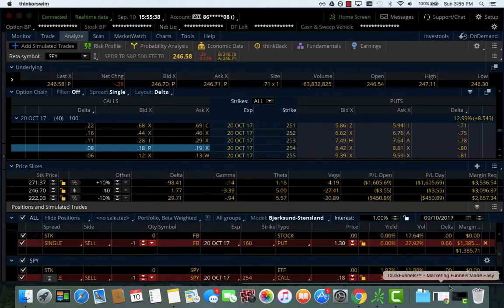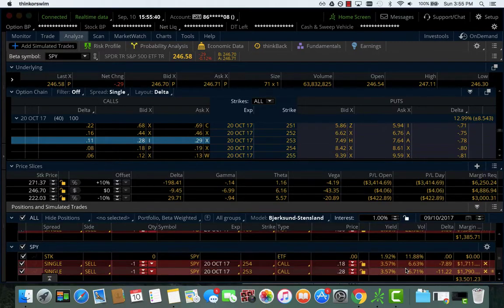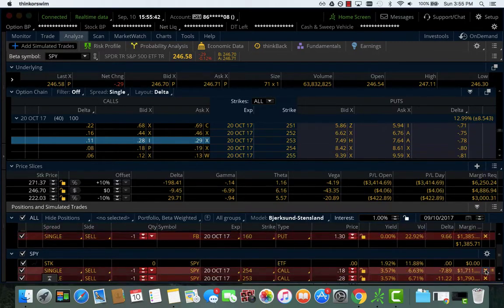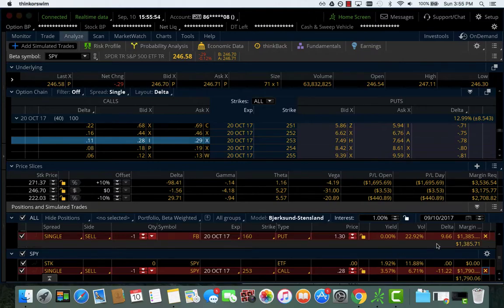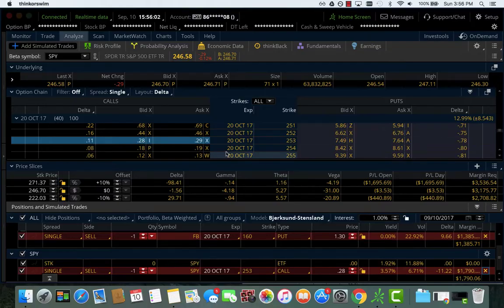Maybe this one's better, 11.22, yeah. So that one's better, right? The 253 call has 11.22 negative deltas, and then the 160 put in Facebook has long 9.66 deltas. So this is just like selling a strangle, a neutral strangle in SPY.